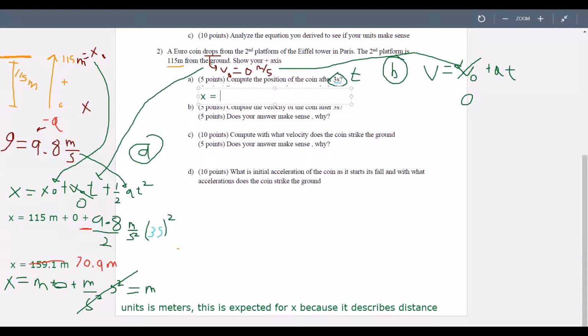But see this number, the 159? That's above the platform, right? That went too much upward. Yeah. It's like, oh, it started flying, which doesn't make sense. So that's something else that you check when it says, does your answer make sense? Is it below the platform because you're expecting it to fall? Okay.